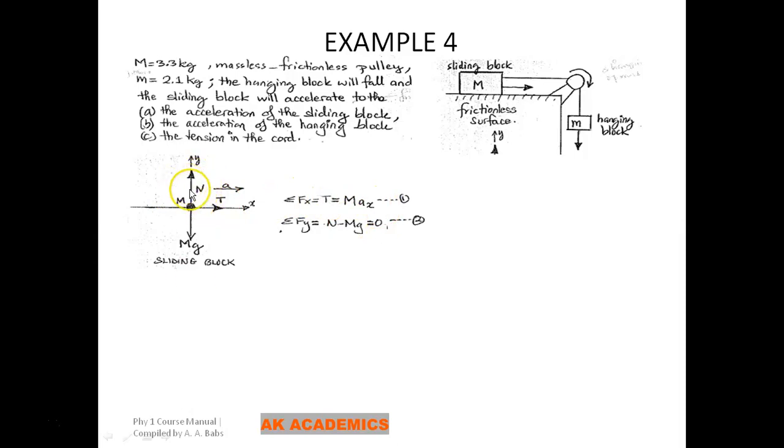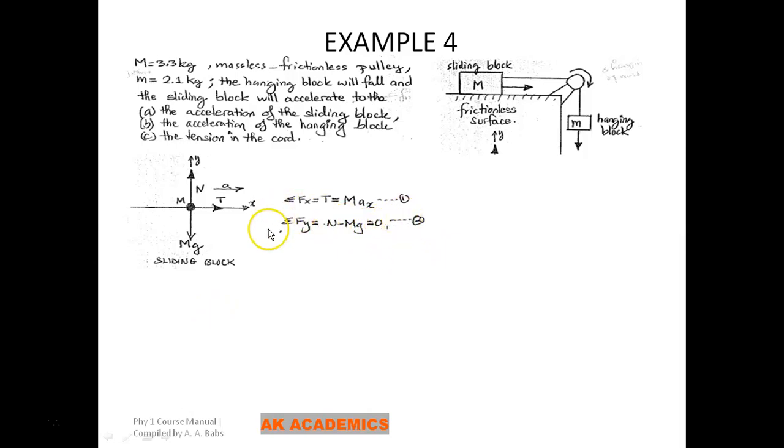Now N is vertical, so summation of F of y would be equal to N. It is positive because this is the positive y axis, minus mg. Why do we have minus here? Because this is downward, on the negative y axis, so on the positive y axis is the normal force, minus the weight, which is mg, so we have minus mg. Summation of all the vertical forces is expected to be equal to 0, so we have N minus mg equals 0.